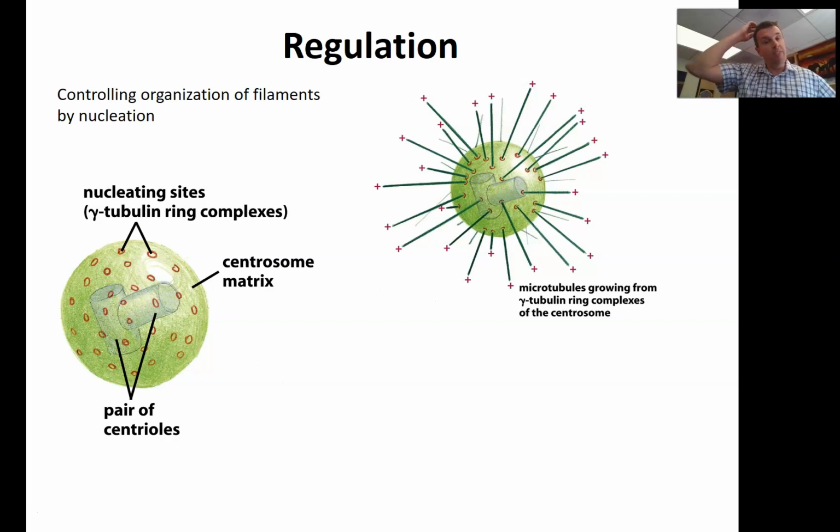And so often these gamma-TuRC molecules are at what's called a centrosome. And the centrosome tends to be this organizing area near the center of the cell where all the microtubules are going to migrate out from. And this is why we say that the microtubules, the minus ends tend to be towards the center of the cell where the centrosome is at, and then the plus ends radiate out towards the cell periphery.